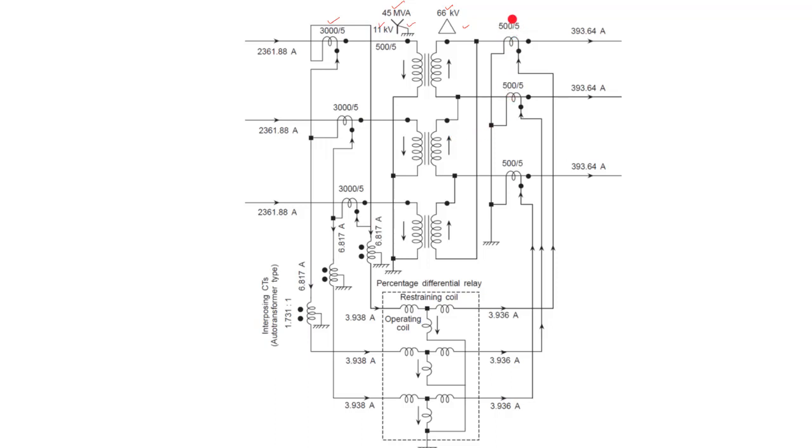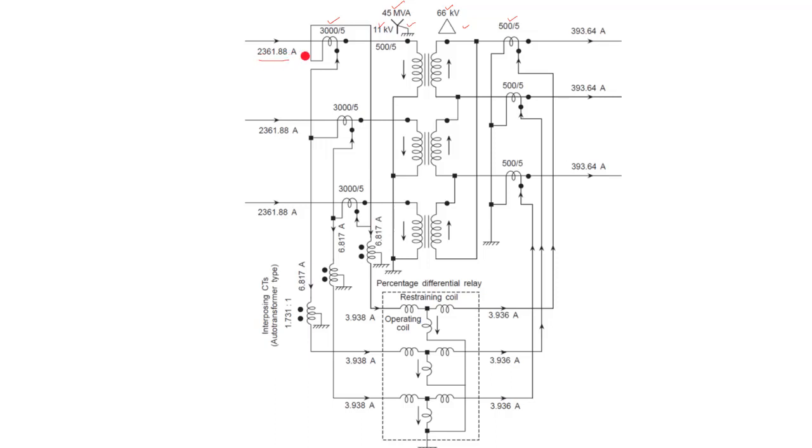And then here the CT ratio is found to be 500 is to 5, because we have assumed that a 5 ampere relay is being used. So the secondary current of the CT must be 5 ampere. Therefore, in order to make this CT ratio, it becomes 500 is to 5.